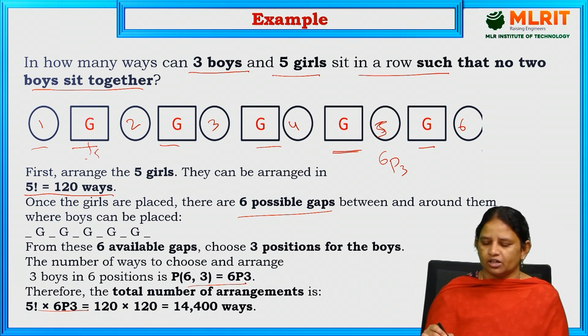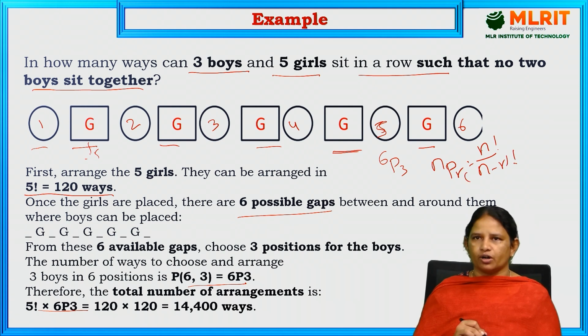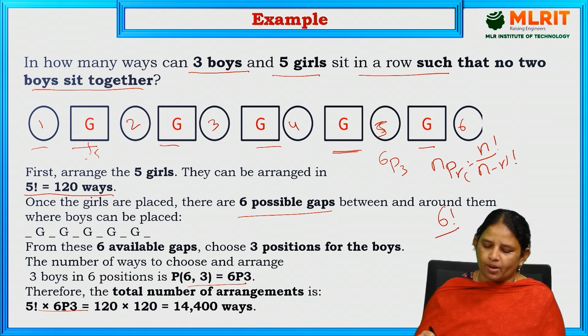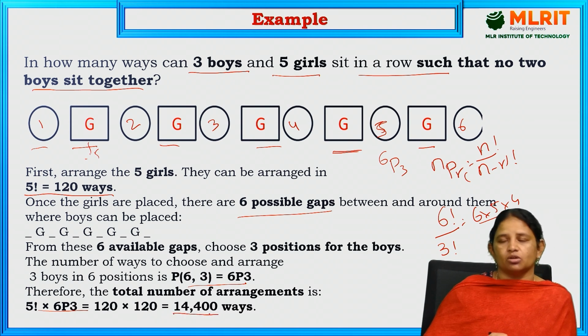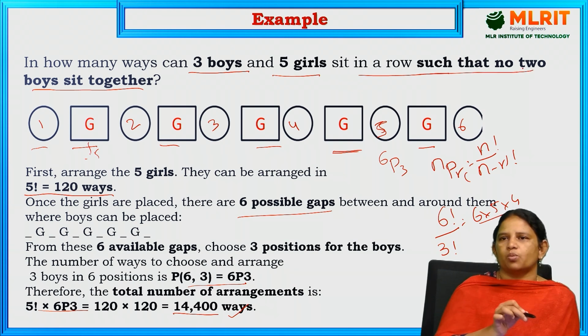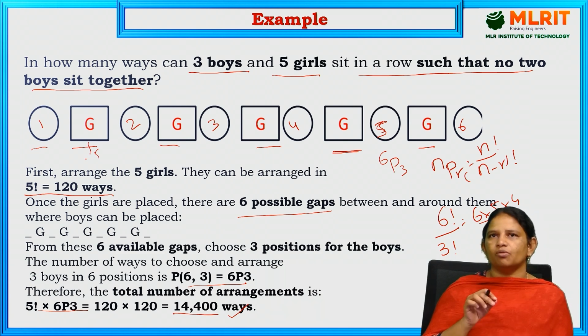What is the permutation formula? nPr equals n factorial by n minus r factorial. That is 6P3, which means 6 factorial by 6 minus 3, 3 factorial. That is 6 into 5 into 4, the 3 factorial gets cancelled, so that is 120. 120 into 120 is 14,400 ways we can arrange the 3 boys and 5 girls with the condition that no 2 boys sit together. That is an arrangement as well as a combination example.